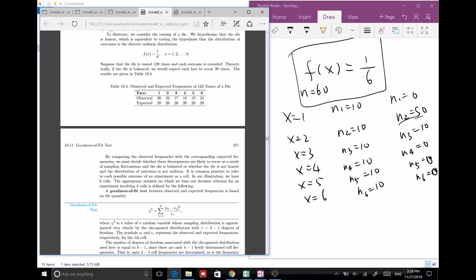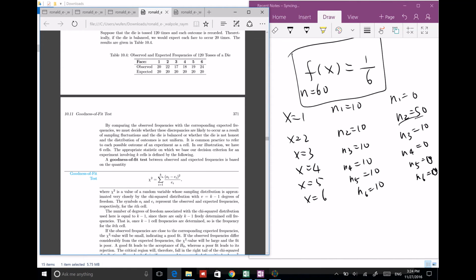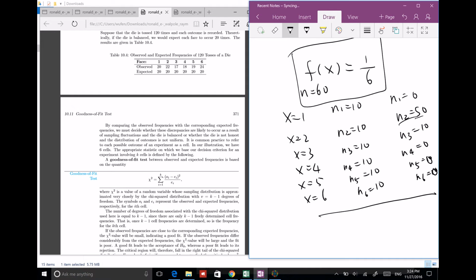Okay, we're going to have an example like this in your homework. Toss a die. You compare this: 20, 20, 17, 18, 19. I think this is a pretty nice observation. Even if you have several observed values less than 20, overall they're pretty close to 20. They'll be fine. Okay, like this example here, this is not a fair die.